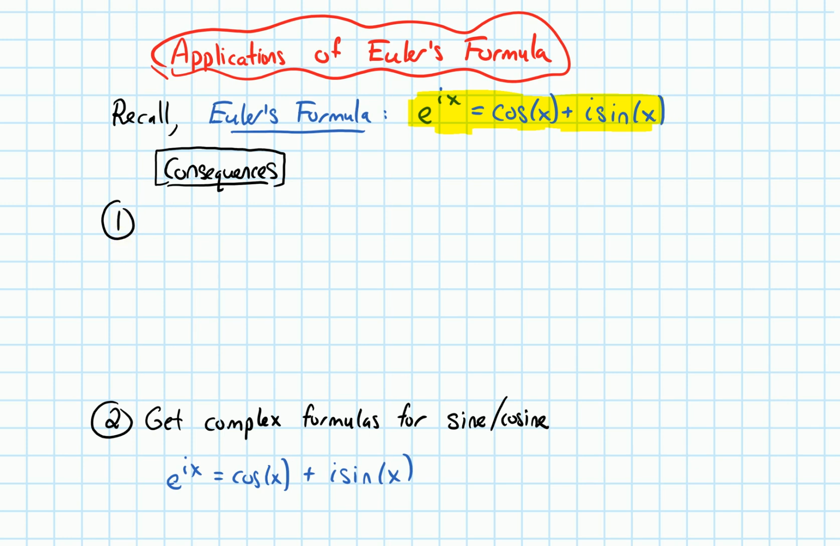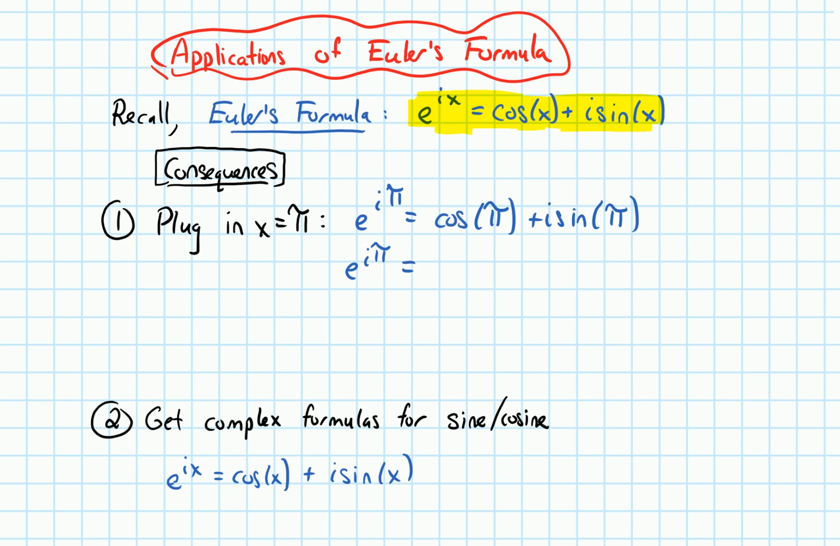Okay, so I want to talk about a couple consequences of it. So the first is there's something nice that we get if we plug in x equals pi. Plugging in x equals pi into this, we will end up with e to the i pi equals cosine of pi plus i times sine of pi. And simplifying, we get e to the i pi equals cosine of pi is -1, sine of pi is 0, so we get 0 here. And if I rearrange the terms to move the -1 to the left side, we get e to the i pi plus 1 equals 0.